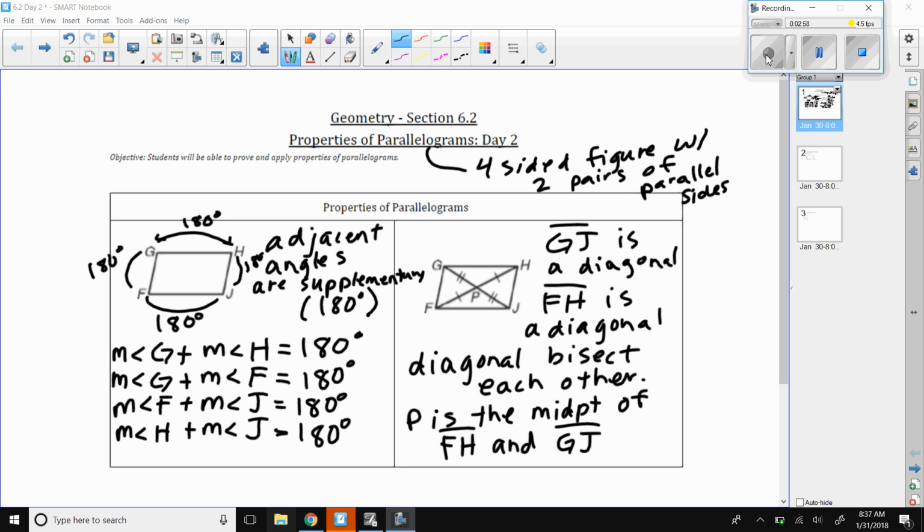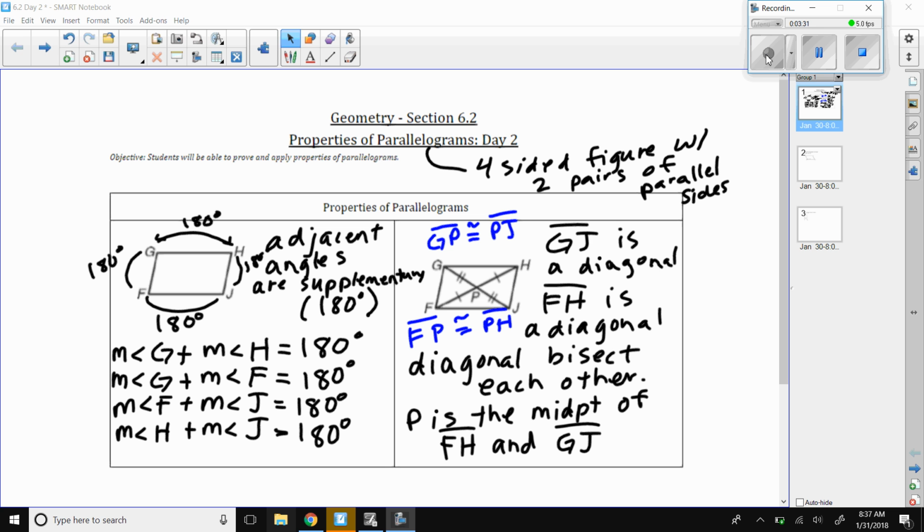And that's why we get these segments congruent. We get GP congruent to PJ, as well as FP congruent to PH. And I know that's a lot of information to write in this small little box, but those are all the things that we essentially need for our properties of our parallelograms.